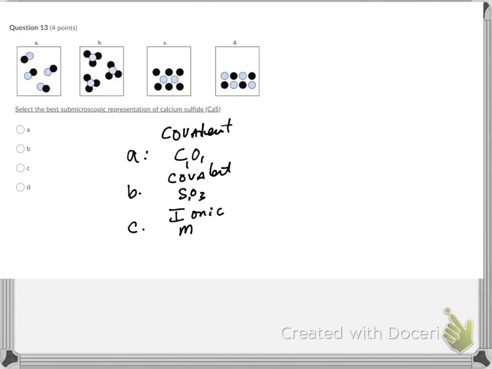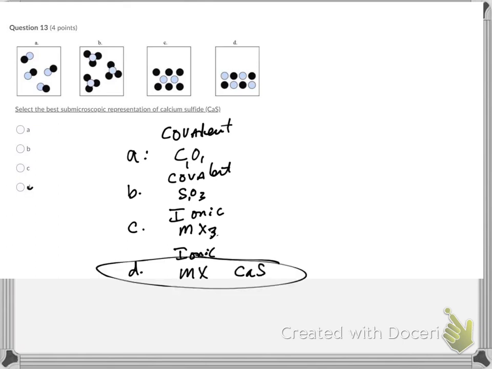C is an ionic, 1 to, I guess it's 1 to 3. And D is ionic with 1-to-1. Calcium sulfide is 1-to-1, so we would pick D.